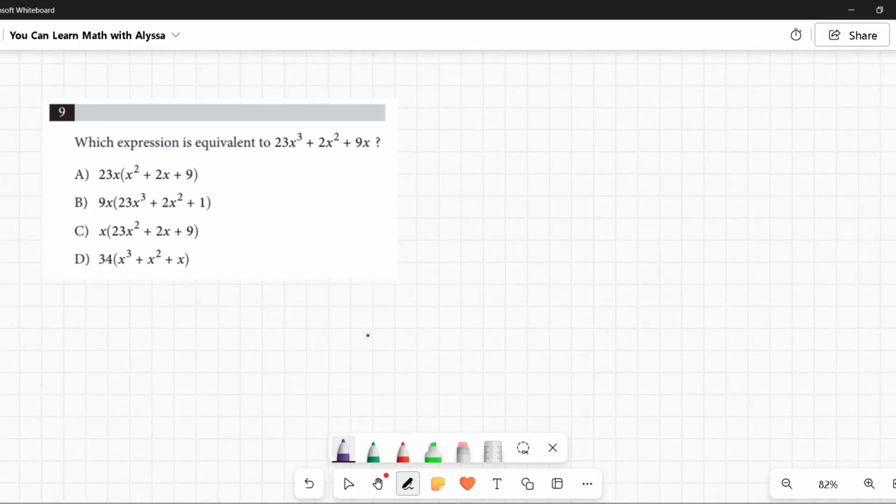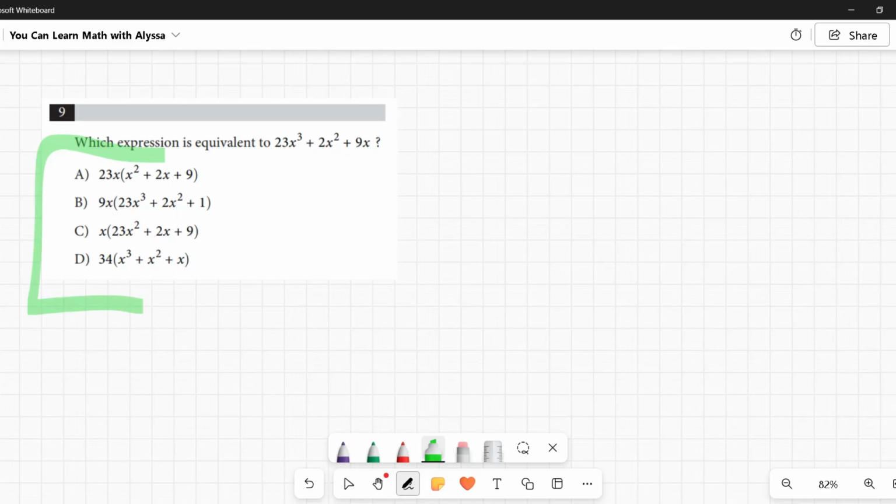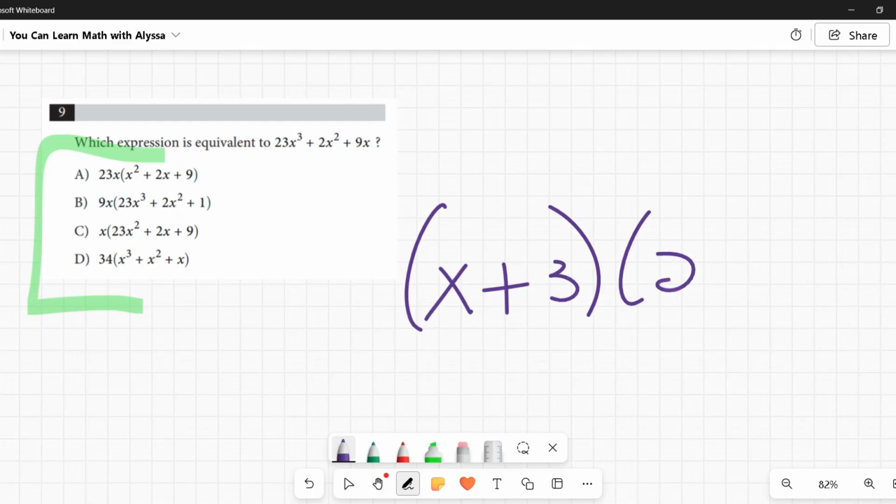Number 9. Which expression is equivalent to 23x cubed plus 2x squared plus 9x? When they start asking for equivalent expressions, I am immediately going to look at the answers that they are giving us, because I want to know, are they expecting me to factor this? When I say factor, I mean into binomials, like x plus 3 times 2x plus 2, and another x, something like that. Is that what they're expecting?